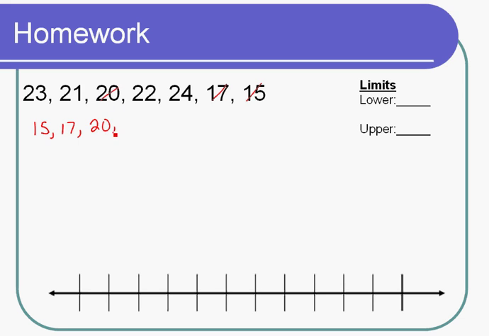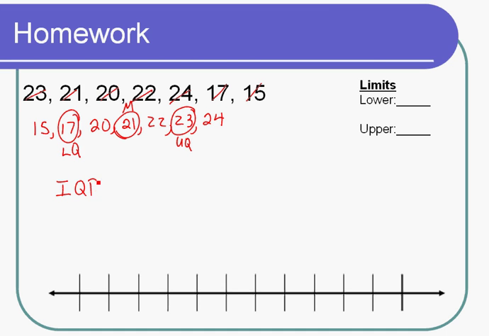Okay, now that we've got that step out of the way, we're going to find the median. In this case, it's 21. Then I'm going to find my upper and lower quartiles. Next, I'm going to find my interquartile range, which would be 23 minus 17, which is 6. I'm going to take 6 times 1.5 to get the product that I will use to find my limits. And that is 9.